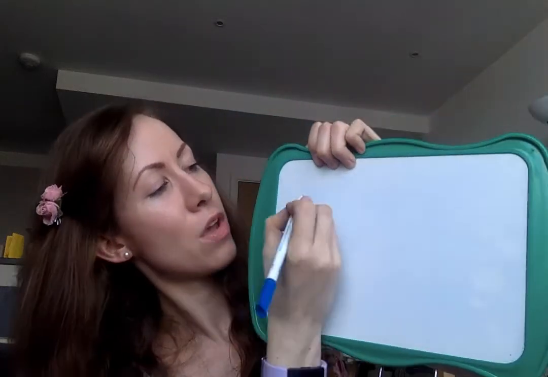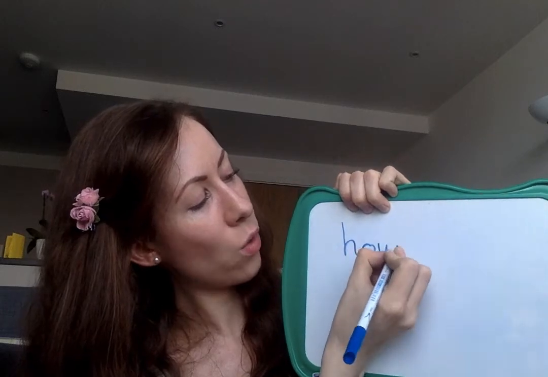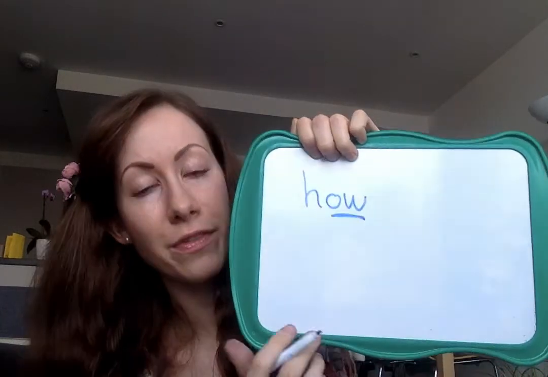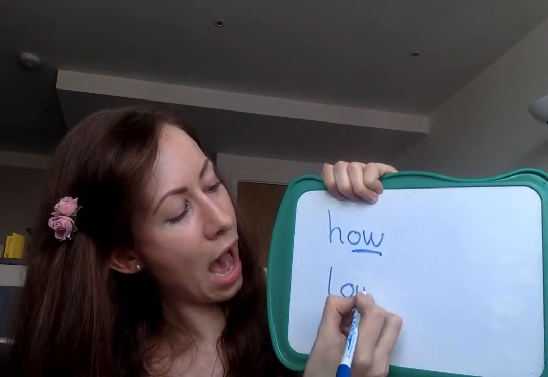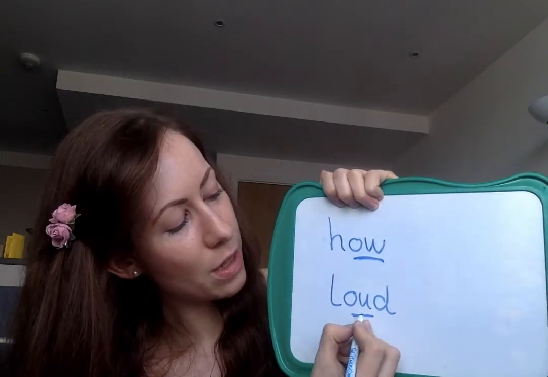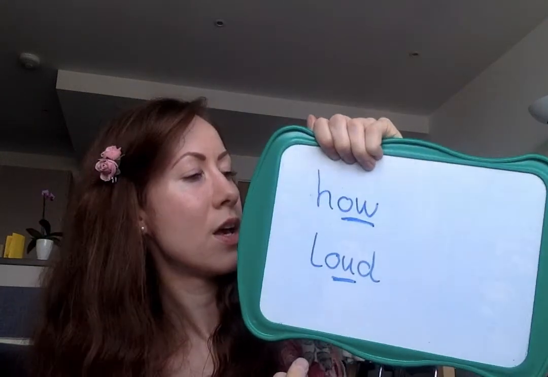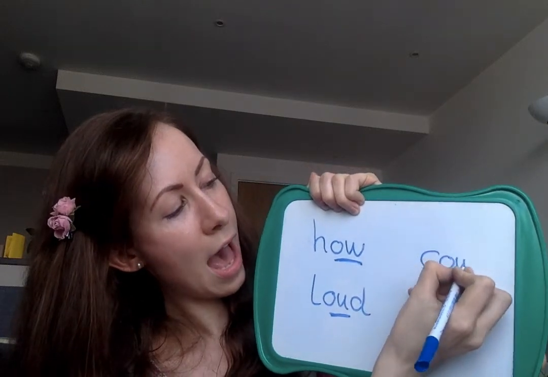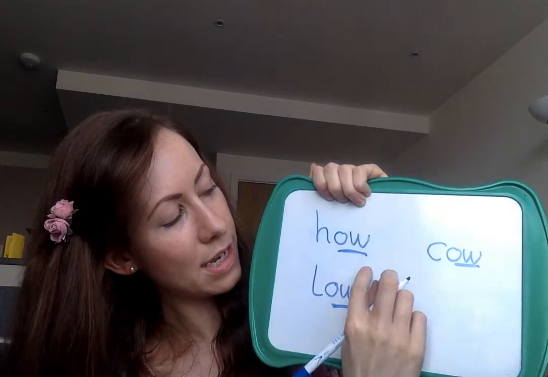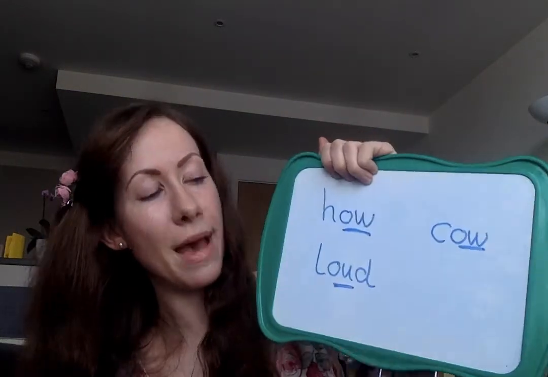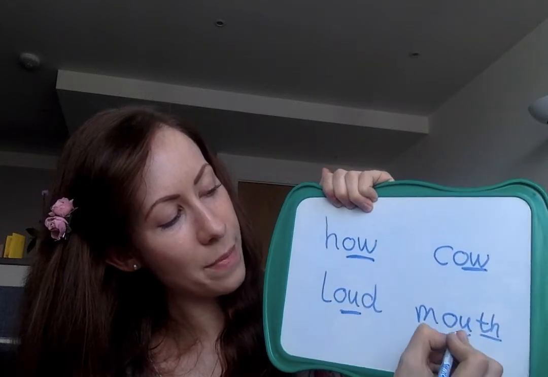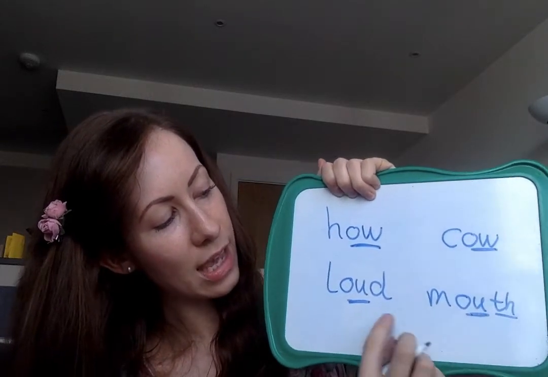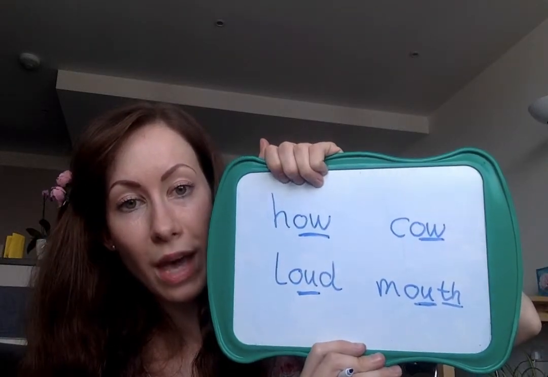Let's look at those together. How. So it's the end of the word that the digraph is appearing in, so we're using this digraph. Then we've got loud. L-oud. We're using the digraph in the middle of the word, so we're using this one. Then we've got cow, c-ow. End of the word, see? Note the pattern. And then we've got mouth, m-ouse. Two digraphs there, but this is the important one. Again, we're using it in the middle of the word, okay? Good job.